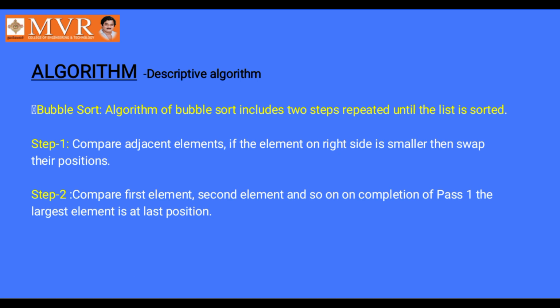Now, the descriptive algorithm for the bubble sort technique. The bubble sort technique includes only 2 steps repeated until the list is sorted. Step 1. Compare adjacent elements. If the element on the right side is smaller, swap their positions.